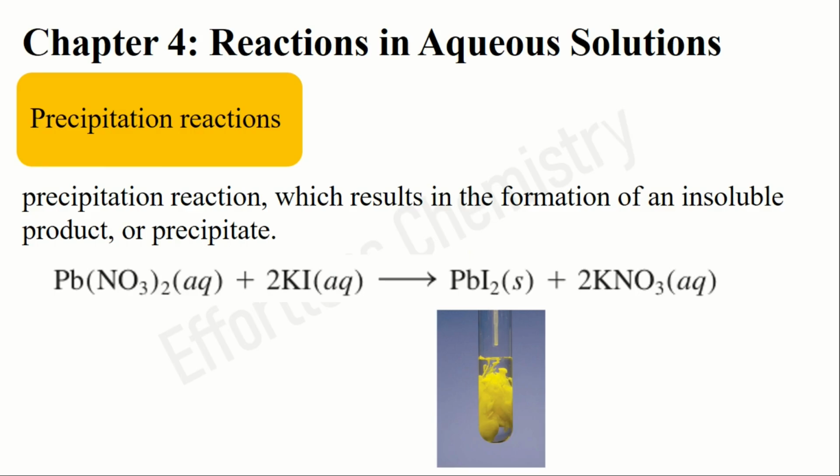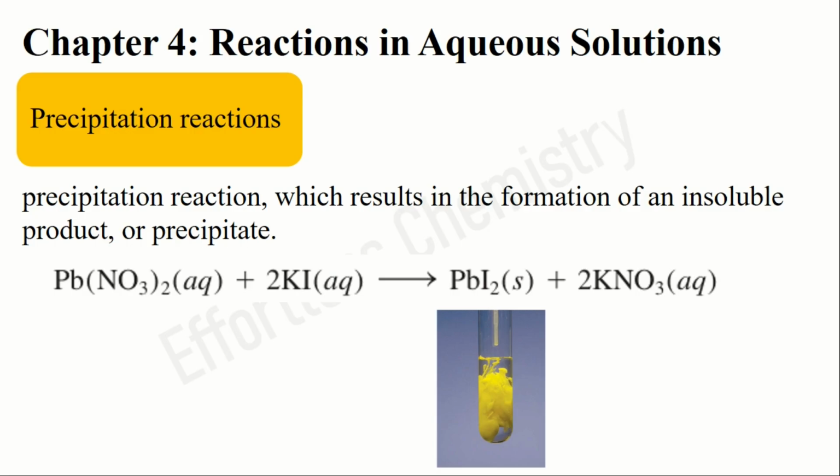How can we predict whether a precipitate will form when a compound is added to a solution or when two solutions are mixed? It depends on the solubility of the solute, which is defined as the maximum amount of solute that will dissolve in a given quantity of solvent at a specific temperature. All ionic compounds are strong electrolytes, but they are not equally soluble.